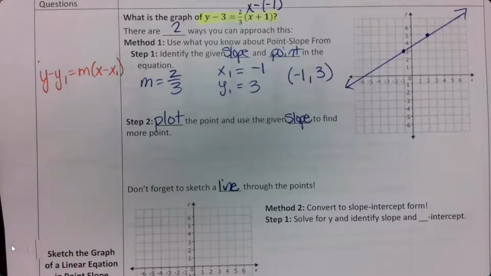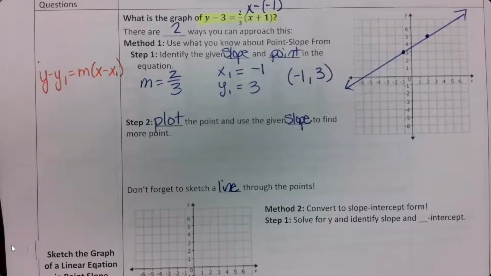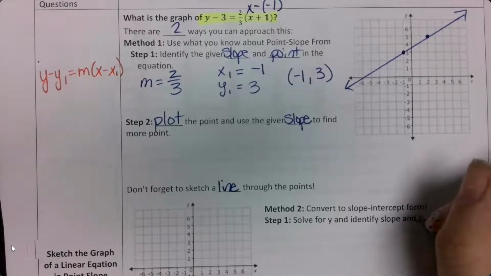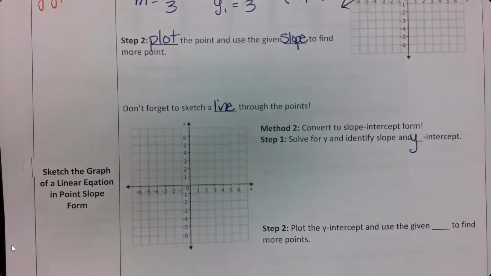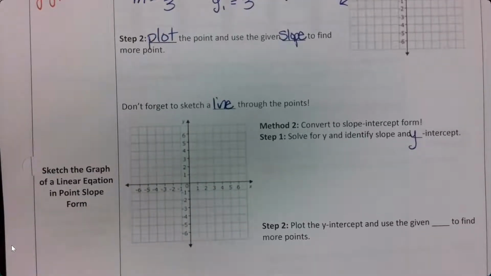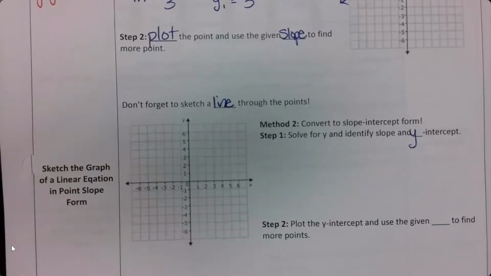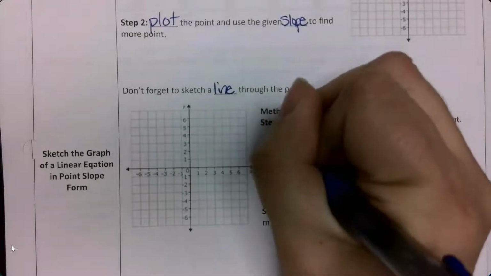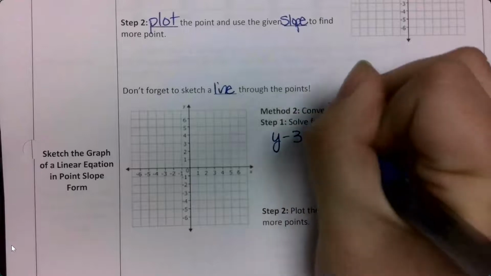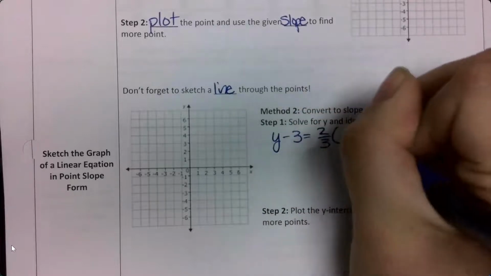So the other way I can do this is to convert it into slope-intercept form. So in this method, I solve for y and identify my slope and the y-intercept. Okay, so I'm going to copy this down. So I have y minus 3 equals 2/3 x plus 1.